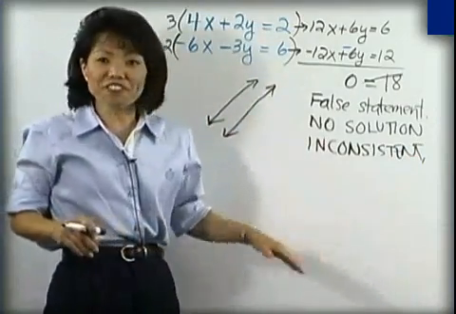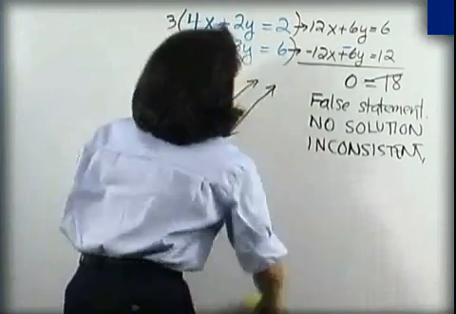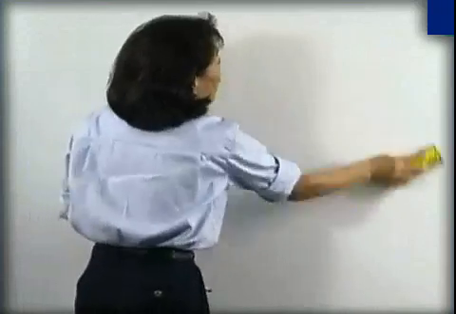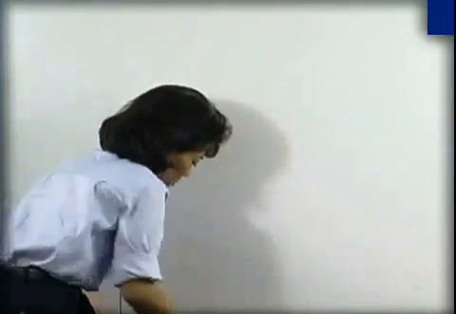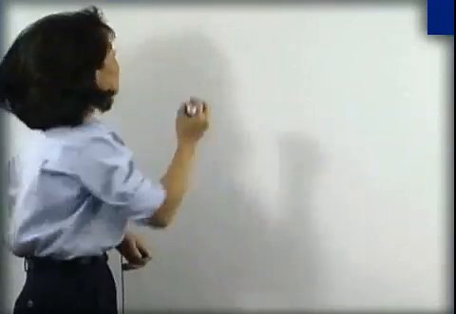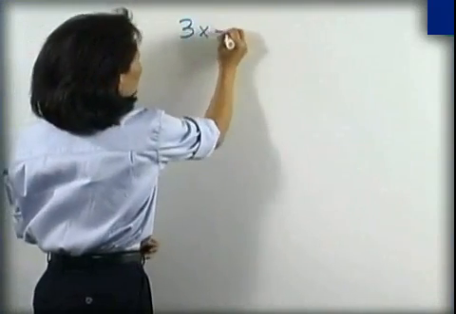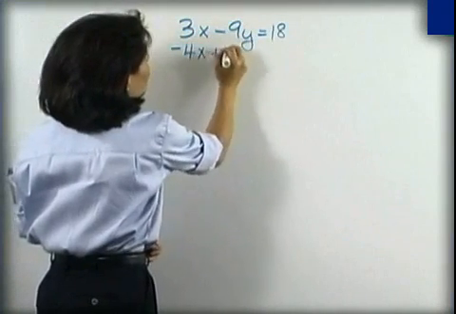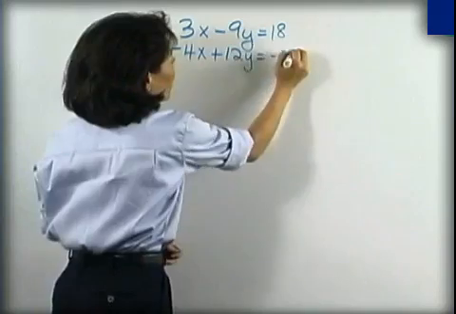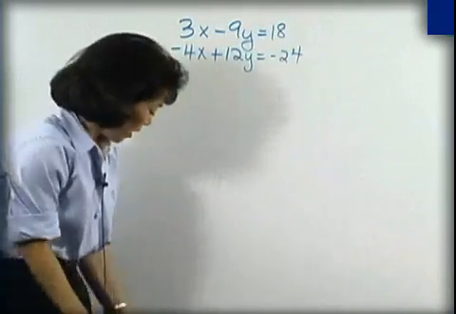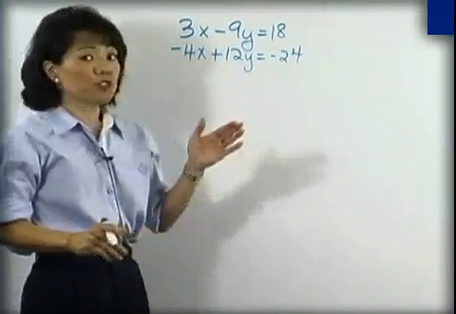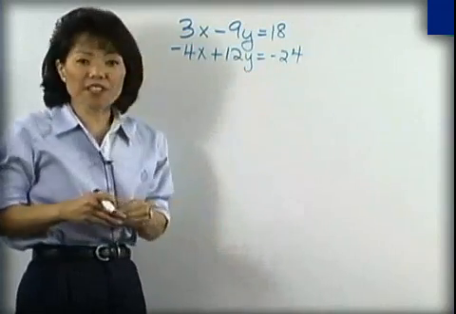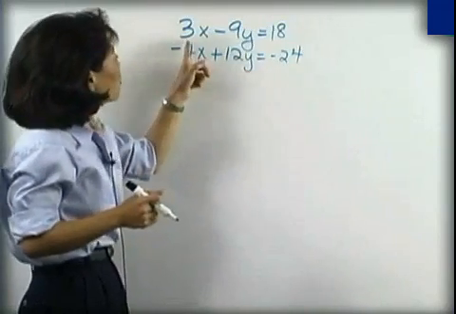All right, so this is a very different result. Let's look at our last example here. In our last example, we're going to see if we can come up with yet another surprising result. Let's look at the following system. We have 3x minus 9y equals 18, and negative 4x plus 12y equals a negative 24. Now, in this system again, you choose whichever method you're comfortable with. I'm partial here to addition only because neither of these has a coefficient of 1.